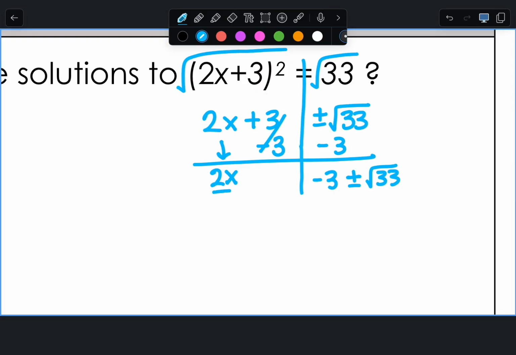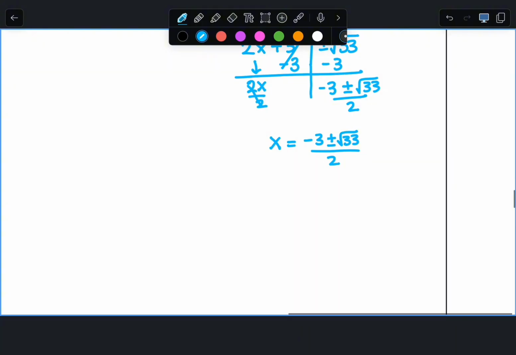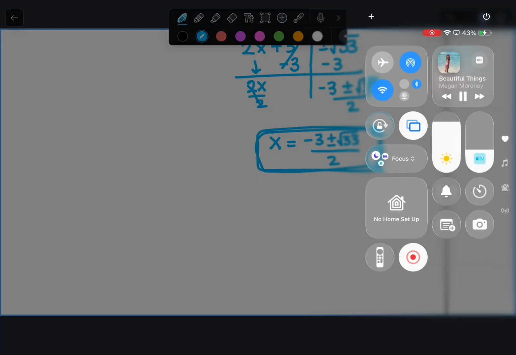Divided by 2. Now, because we still have that square root, there's no way to simplify. You can't simplify anything. So you're just going to leave it exactly like that. That's it. There's no way we can solve it? No, that's it, because it's not a whole number. Correct.